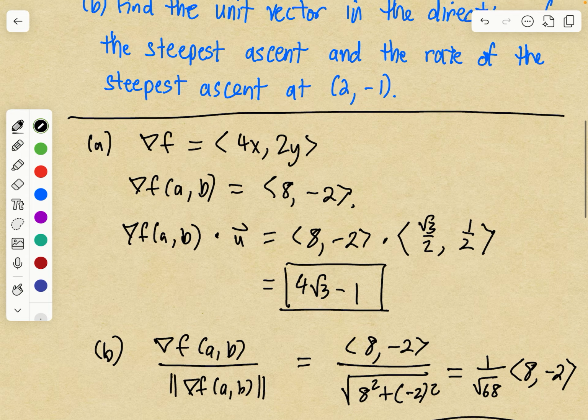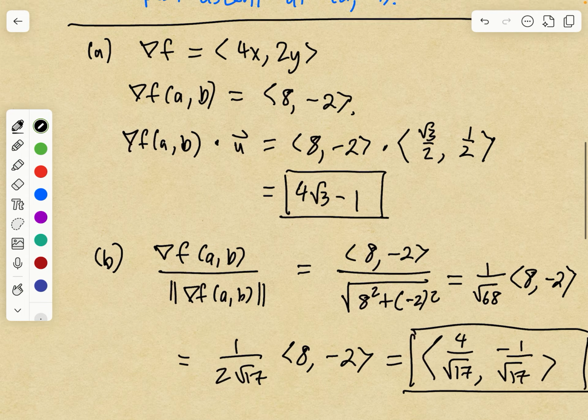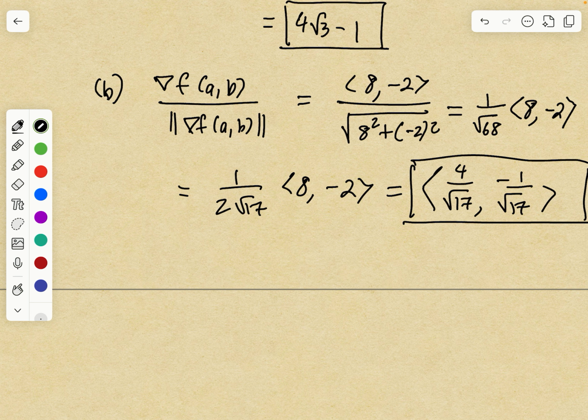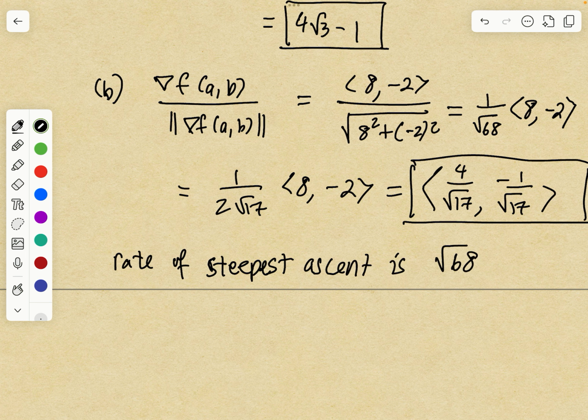Okay, but we're still not done because we still have to find the rate of the ascent, right? So if you're at the point a, b and you head in the direction of the gradient, then that's going to maximize the rate of change of the function. And the actual rate of change is going to be the magnitude of the gradient. So the rate of the steepest ascent is the magnitude of the gradient, which we found is the square root of 68.